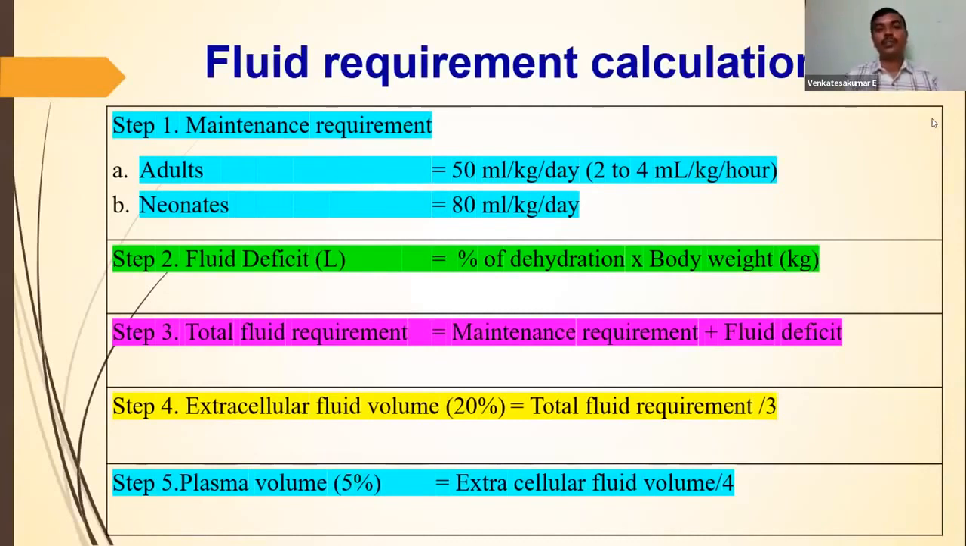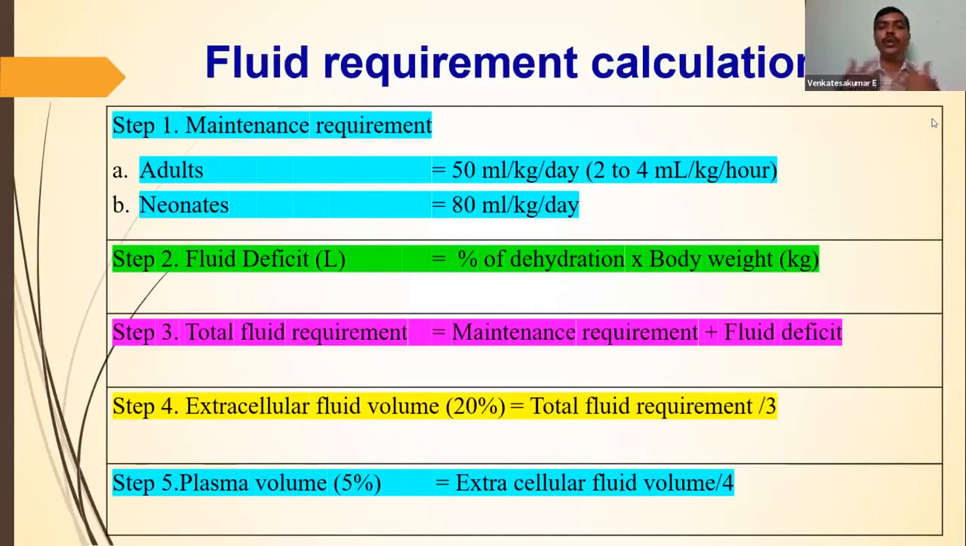Next step is fluid deficit. We calculate the fluid deficit based on the dehydration percentage that you have observed in the animals, based on the CRT, tachycardia, depression, skin tenting, and eyeball recession. So we calculate the percentage dehydration. The formula is percentage dehydration times body weight in kg, which gives the fluid deficit. Because of diarrhea, fever, or some acidosis conditions, there may be dehydration. If you calculate the dehydration and multiply with the body weight, you get the total fluid deficit. Now total fluid requirement has two components: you add the maintenance requirement and the fluid deficit. That gives the total fluid requirement for a whole day for an animal.